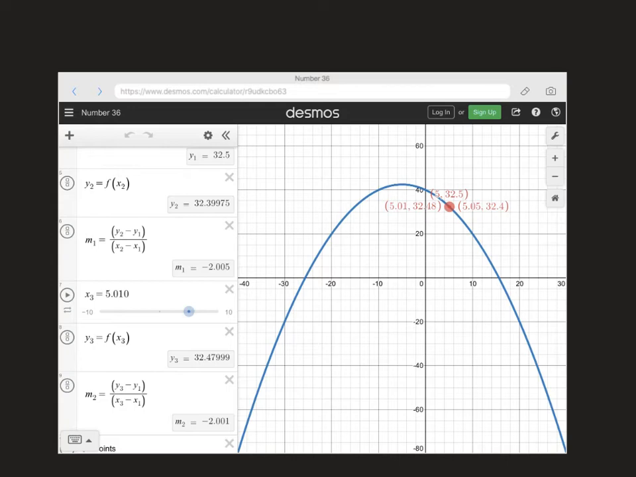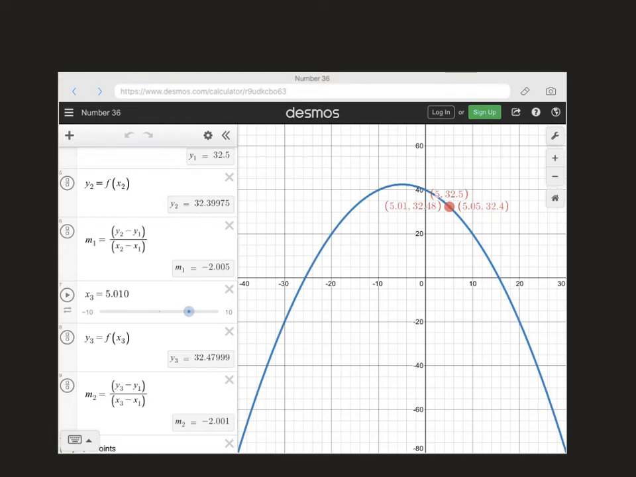And then I went ahead and made another x value, 5.01, and I plugged that into the function, and that value came out to be 32.47999. And then I did the slope calculation again. I got negative 0.01. So those are my two calculations that go along with those equations that we wrote out on the last slide.